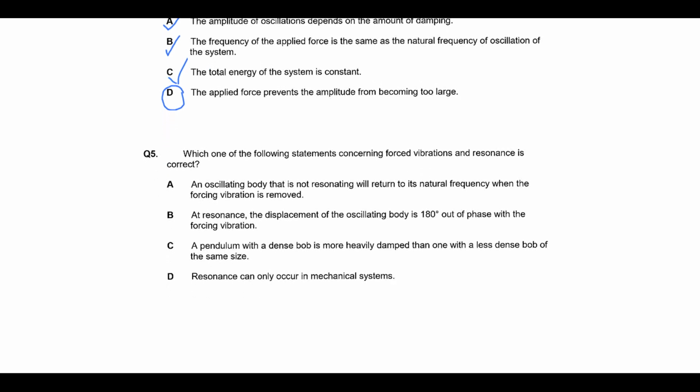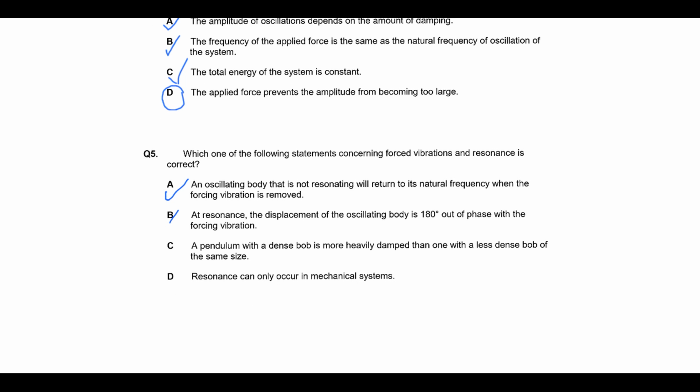Which one of the following statements concerning forced vibrations and resonance is correct? An oscillating body that is not resonating will return to its natural frequency when the forcing vibration is removed. Yes, because once it's in free vibration, not forced vibration, it will vibrate at the natural frequency. So that one is true. Let's just check all the others are wrong. At resonance, the displacement is 180 degrees out of phase. No, it's not. It's 90 or pi over 2.